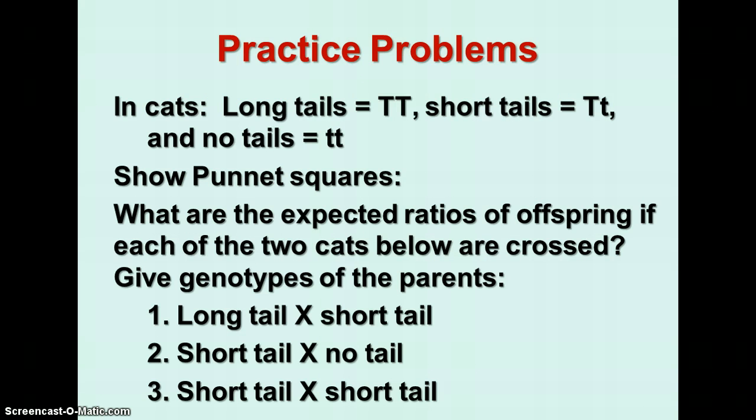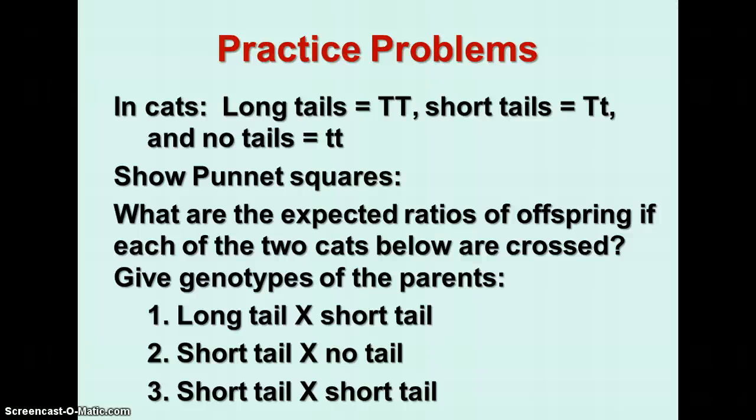Here are some practice problems for you, also involving cats, okay? We have long tails, short tails, and no tails. Long tails is a dominant trait, homozygous dominant. The heterozygous gives you a short tail, and a homozygous recessive gives you no tail at all. So this would be an example of, which one do you think it is? This is incomplete dominance.